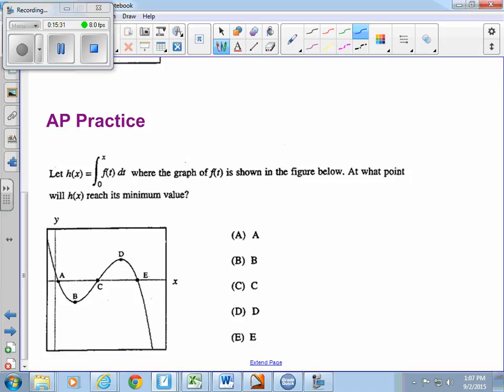Okay. Now, I want to go back and look at both of these in a completely different context. You were thinking area. Would you agree f of t is the derivative of h of x? And how do you find a minimum from the derivative?